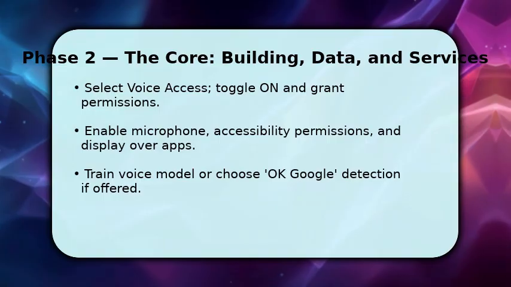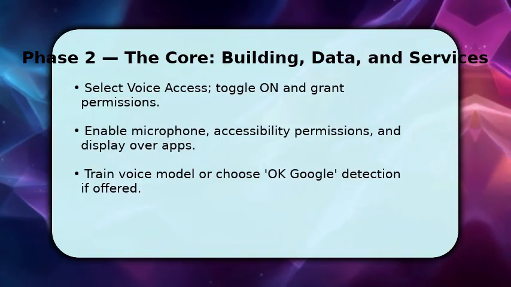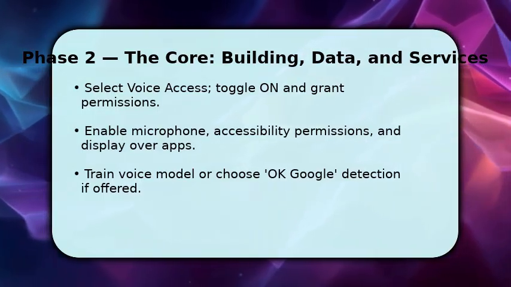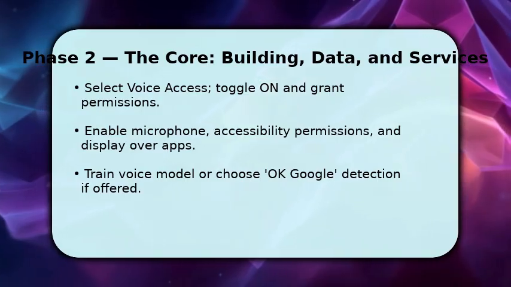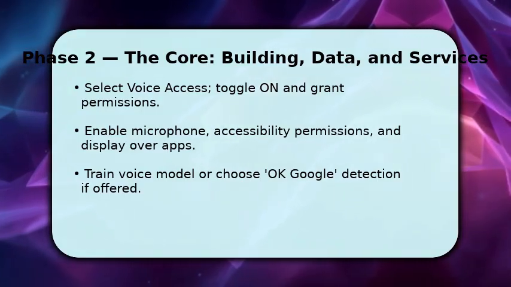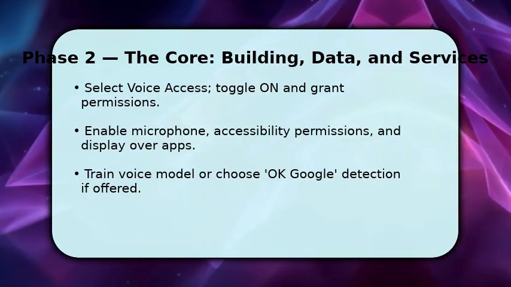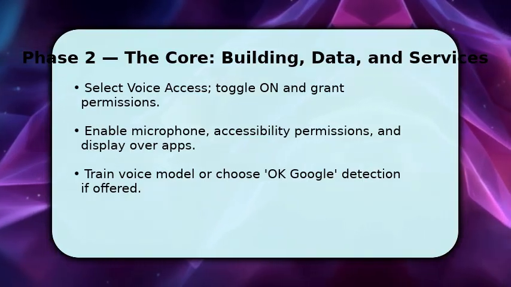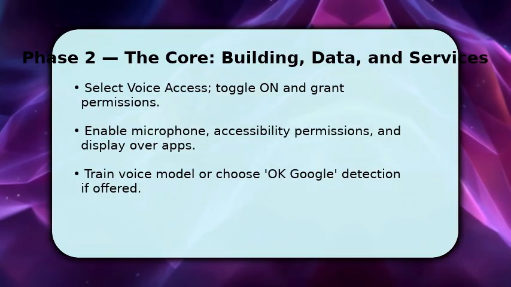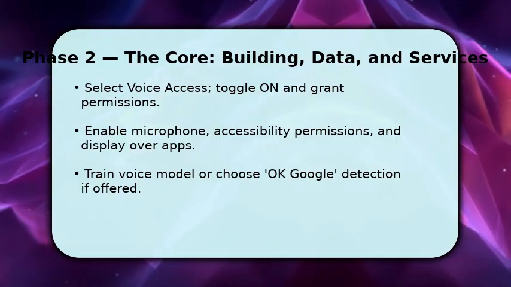Next, train the voice model if the option appears. This improves recognition for your accent and ambient noise. If you prefer System Assistant control, enable Hey Google detection. Otherwise, use the Voice Access wait command. Make sure permissions show as active before moving on, because they are required for reliable operation.